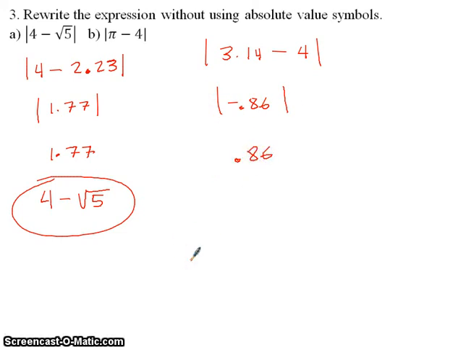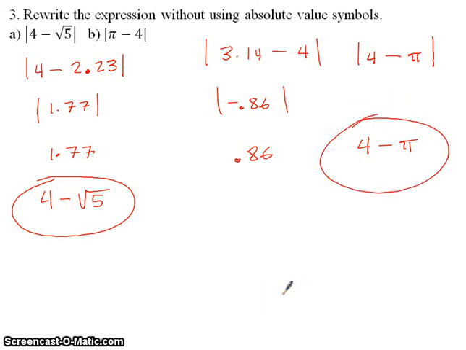So my goal is to get a positive 0.86 somehow by rearranging the pi and the 4. And if I were to just flip those guys around, the 4 and the pi, that would result in a positive 0.86. And so I can just rewrite this without the absolute value signs with the 4 minus pi there.